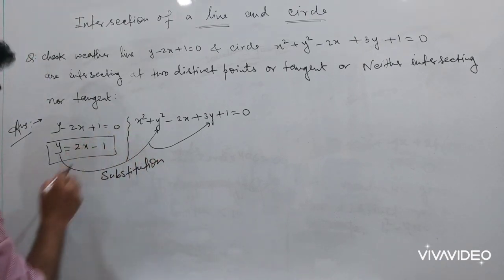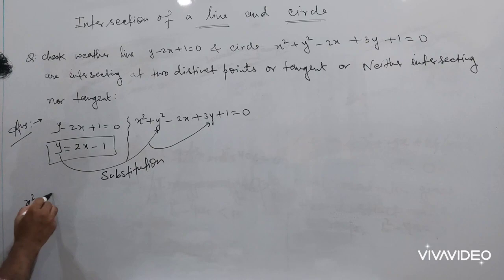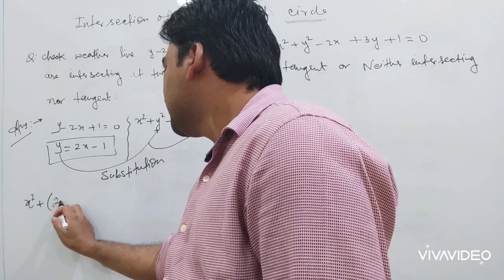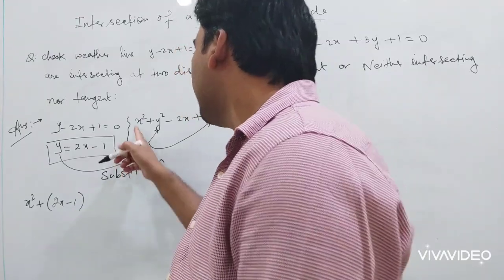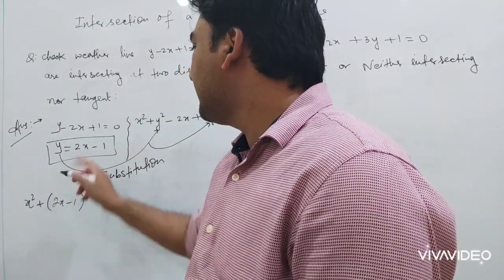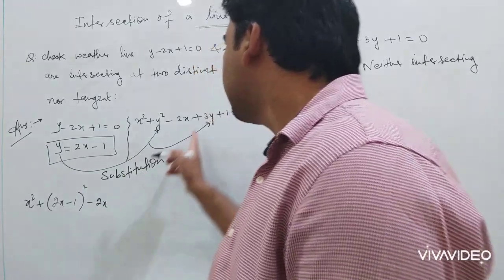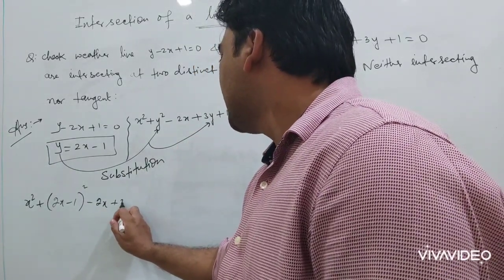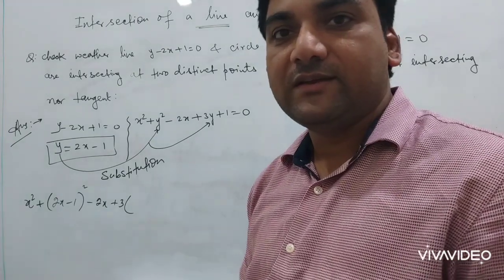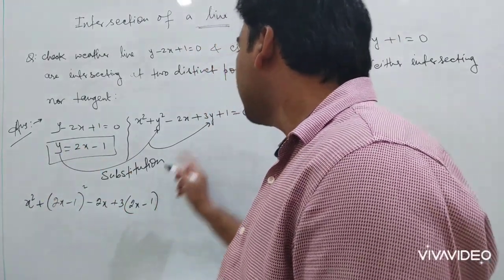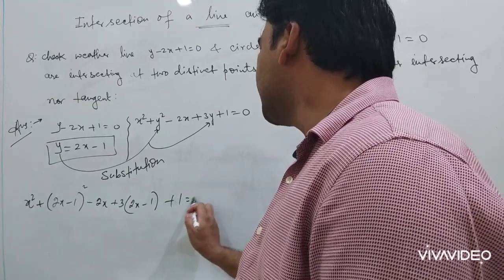Substitution. So that is x square plus y. Y I will write from here, that is 2x minus 1. X square plus y square, y is 2x minus 1 whole square. Then that's minus 2x as it is. Now plus 3 times y, right? And what is y? Y is 2x minus 1 and then plus 1 equal to 0.